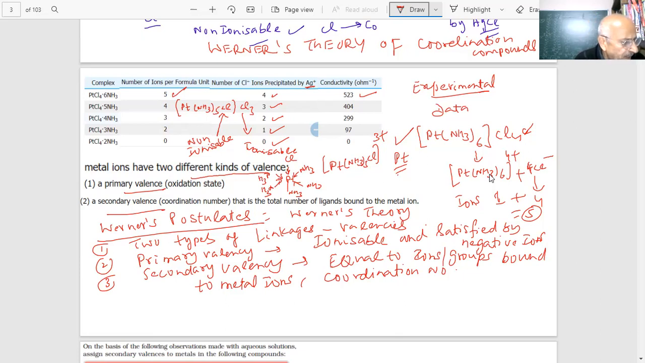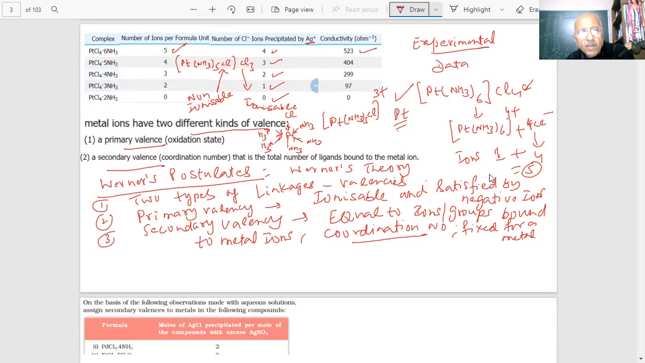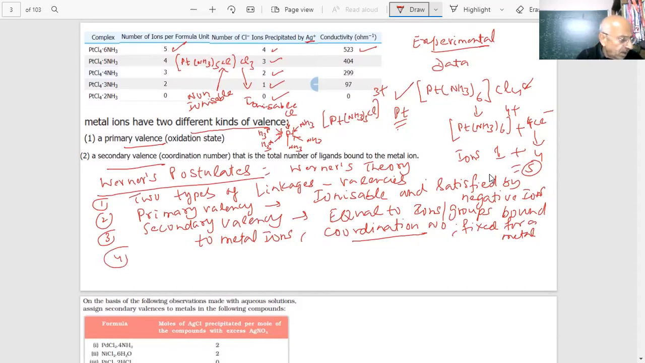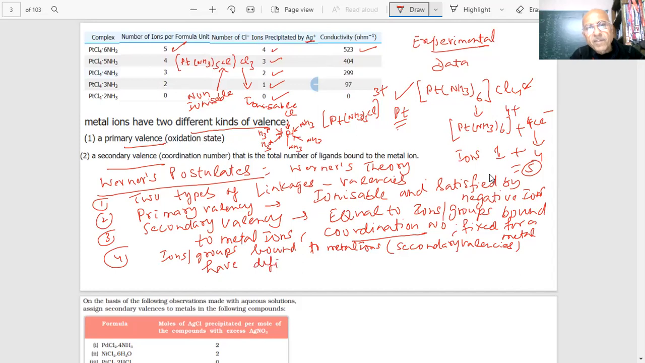So secondary valency is equal to coordination number and is fixed for a metal. And what is the next point? The ions or groups bound to the metal ions by the secondary valencies have definite spatial arrangement.